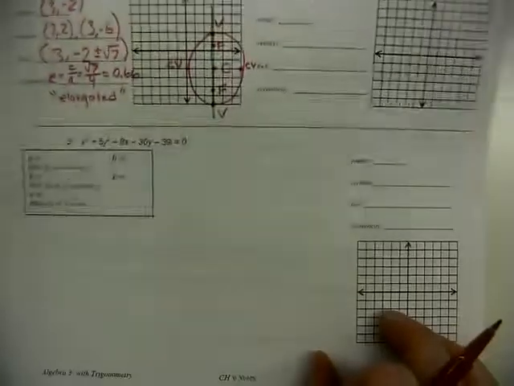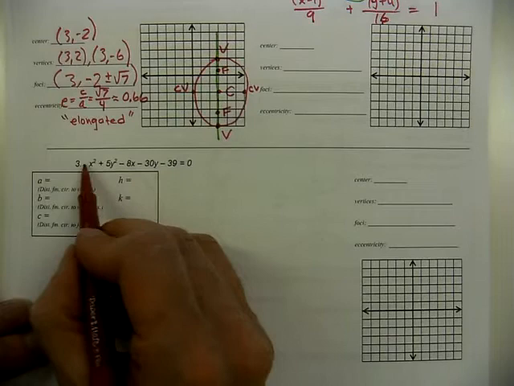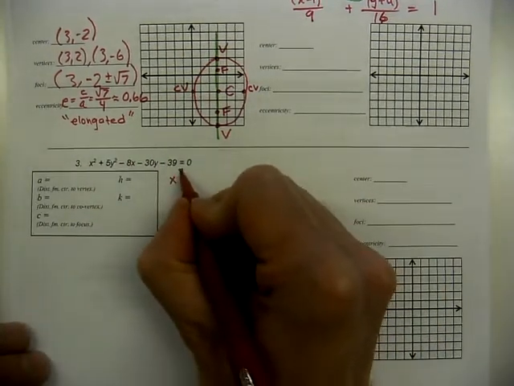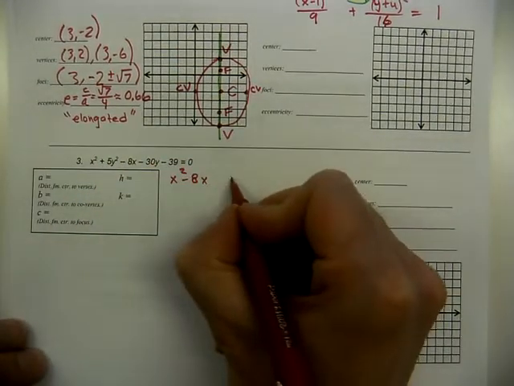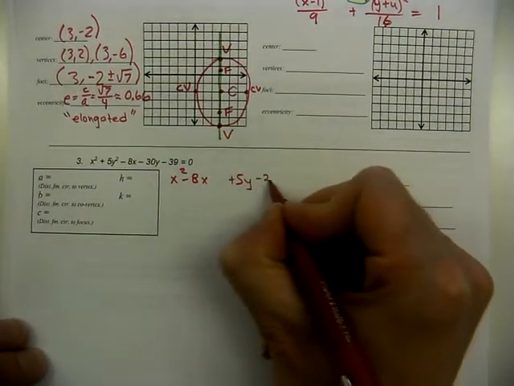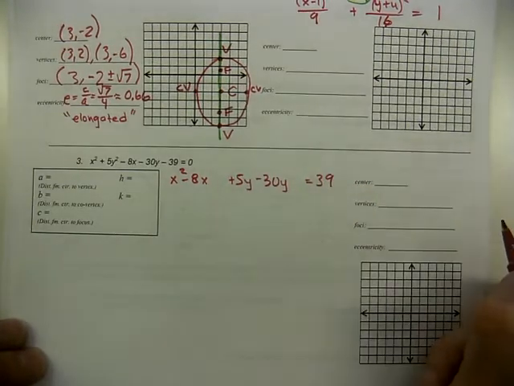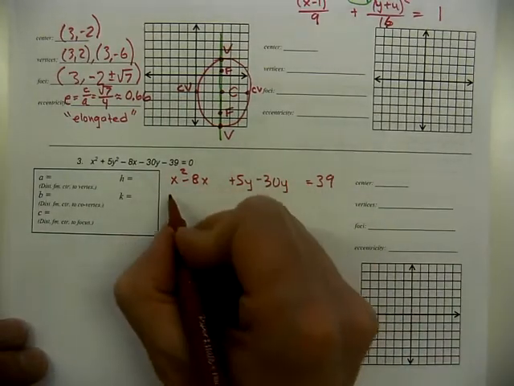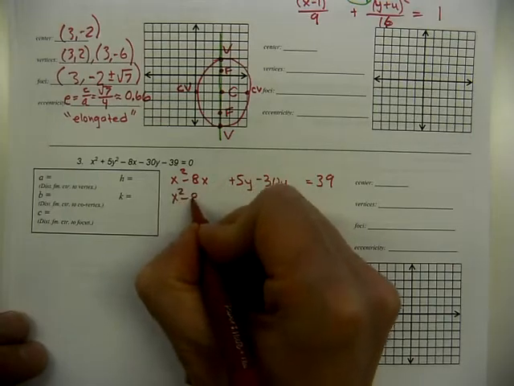Here's number 3. So we'll complete the square and we'll graph it all together. So again, we want to bundle up. We want to group the terms with x and then the terms with y. So x squared minus 8x plus 5y squared minus 30y equals positive 39. Now we remove the common factor. There's no common factor here. There's no common coefficient, in other words. So just x squared minus 8x is what we have.